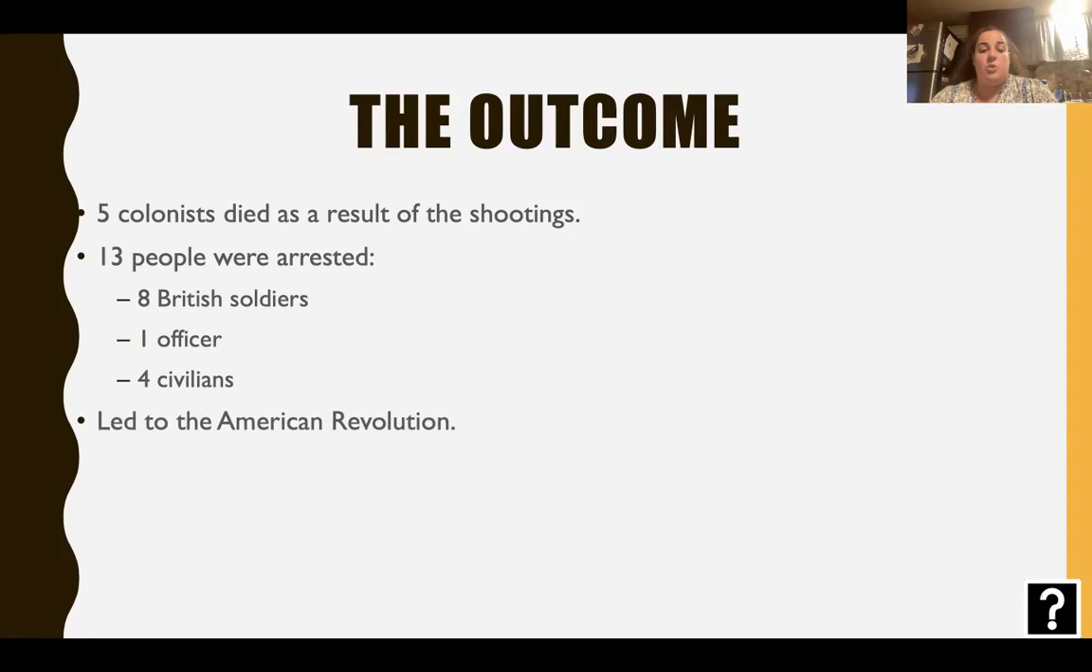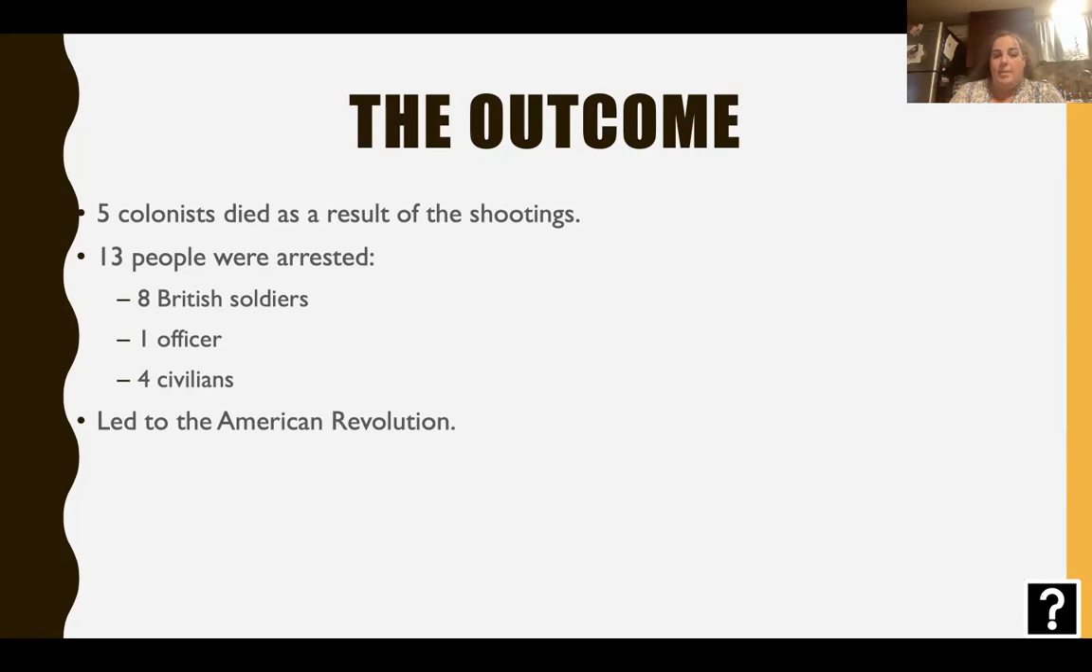This ultimately led to the American Revolution. The soldiers that were arrested were given a fair trial and were found not guilty. It was a simple act of self-defense. So as you can see, the colonists still were not happy. They had some joy in the fact that the soldiers were arrested, but then the soldiers were found not guilty. So they didn't get exactly what they wanted. This is why this event continued to lead up to the American Revolution.